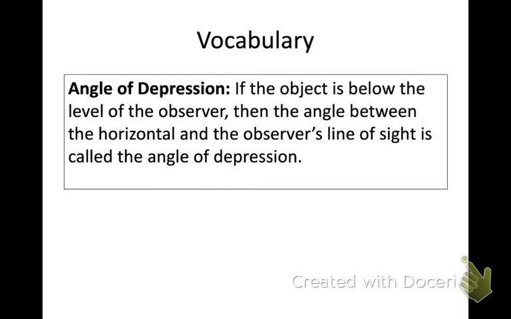Now your angle of depression: if the object is below the level of the observer, then the angle between the horizontal and the observer's line of sight is called the angle of depression. If you need to pause the video so you can finish writing that down, feel free to pause the video now. I'm going to continue moving on.